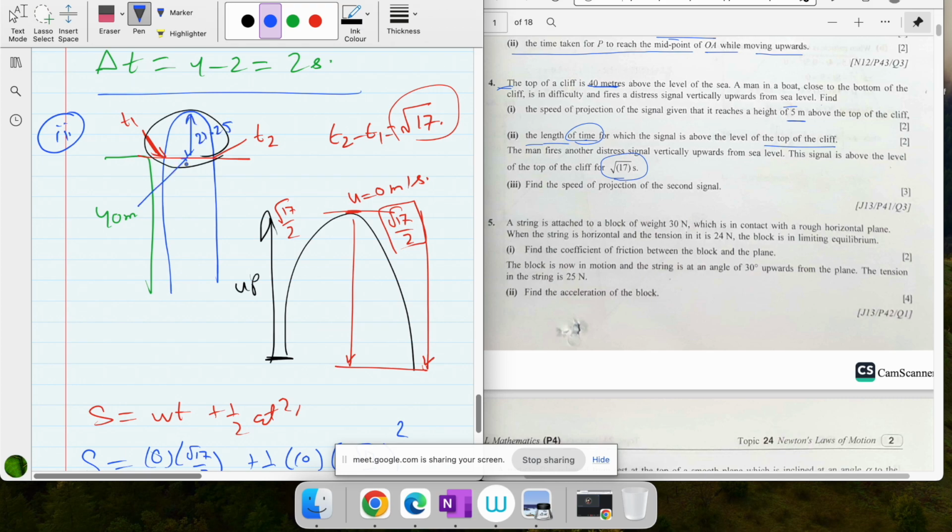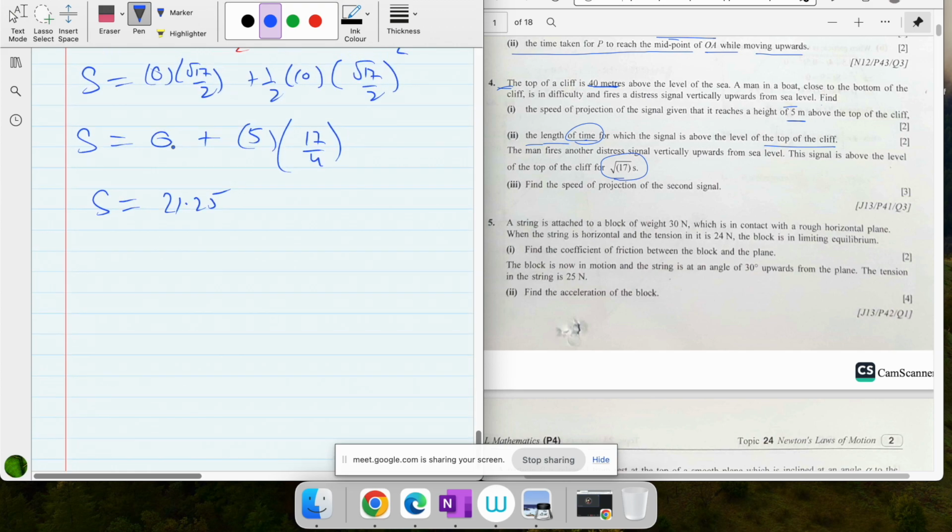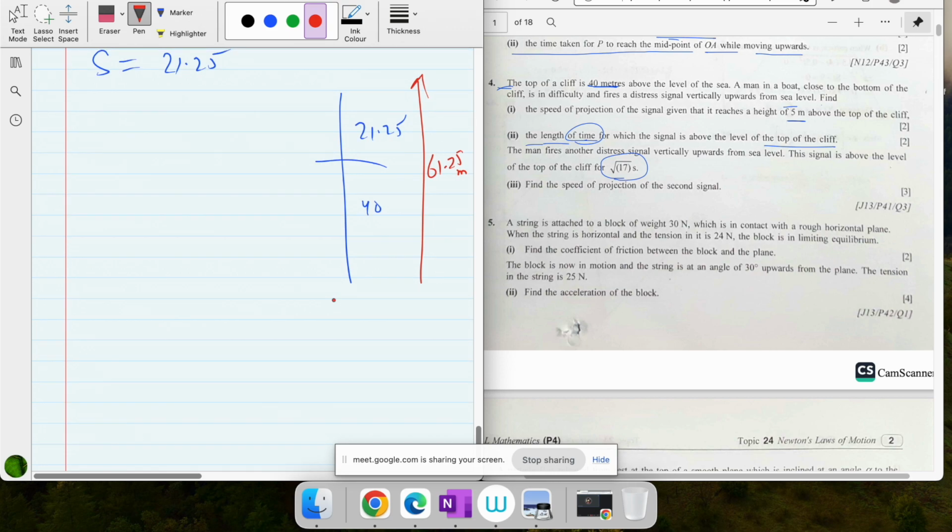Total distance would be sum of these two. Now if we reconsider, this is 40 and 21.25, making it a total of 61.25 meters. Now I can find the initial speed.